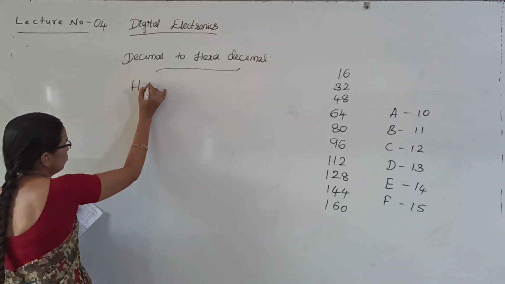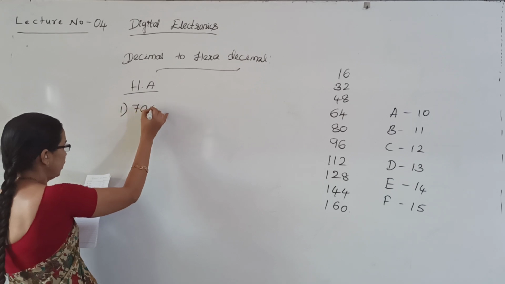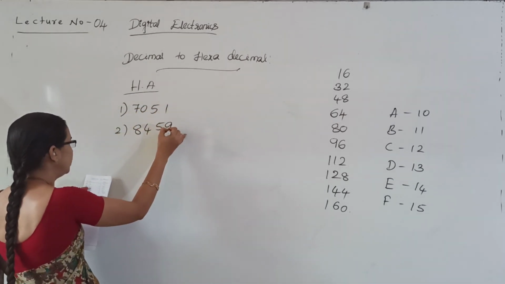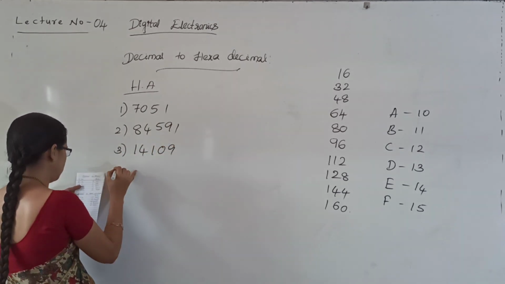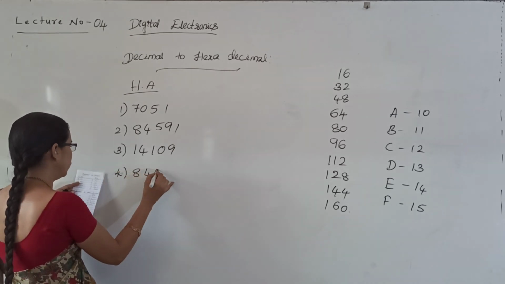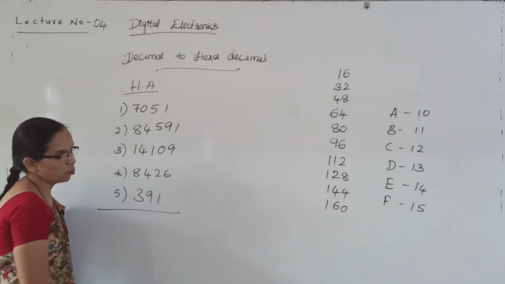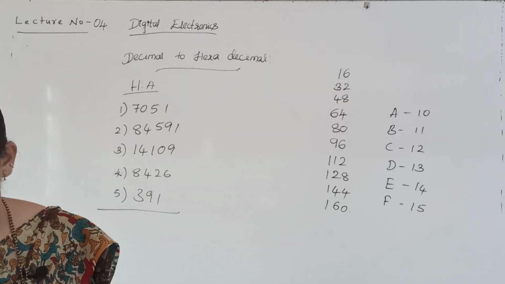Some home assignment problems for you: 7051, 84,591, 14,109, 8,426. The fifth one is 391. These are the problems you have to do on your own. Okay.